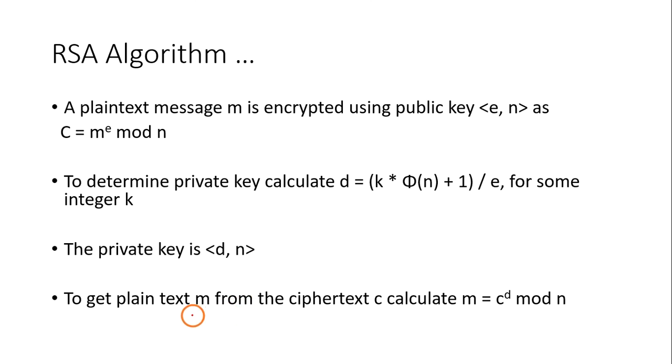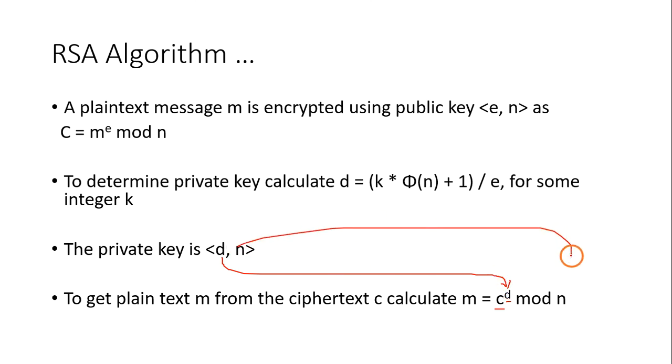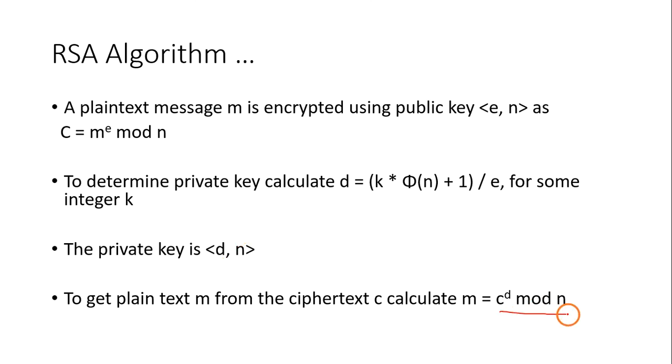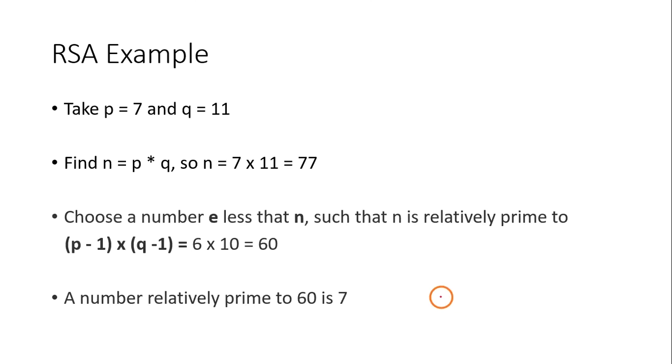Okay. Now, how will you get the plain text? So you take the ciphertext, raise the ciphertext to the power of D. So D we just calculated now, and N we already know, the modulus. So the result of this gives your plain text, the original M. Okay. Now let's see a working example for this algorithm.